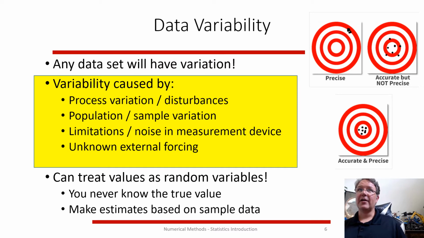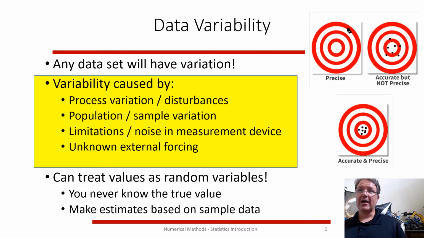And data is going to have variation. Your process variation comes in from disturbances, things out in the process, whatever experiment's going on. Your population, if you're doing biomedical applications, you have sample variation. You have noise in your measurement device. If you step on a scale every morning, it's going to be off a little bit. It goes up and down, things change. Some other external forcing, which means other factors beyond your comprehension. You may not know that something is going on, but it's going to affect your process.